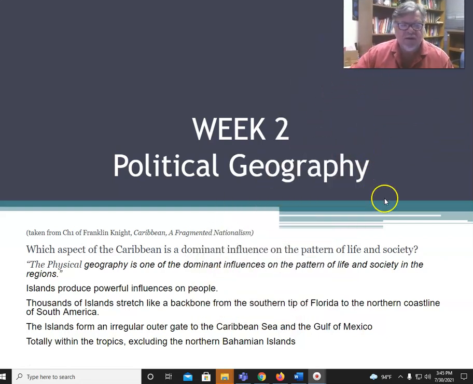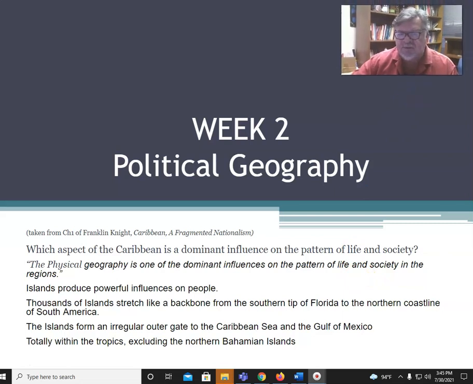So, which aspect of the Caribbean is the dominant influence on the pattern of life and society, asks Franklin Knight in his introduction. And his answer is that the physical geography is one of the dominant influences on the pattern of life and society on the islands. An island produces a powerful influence on people.